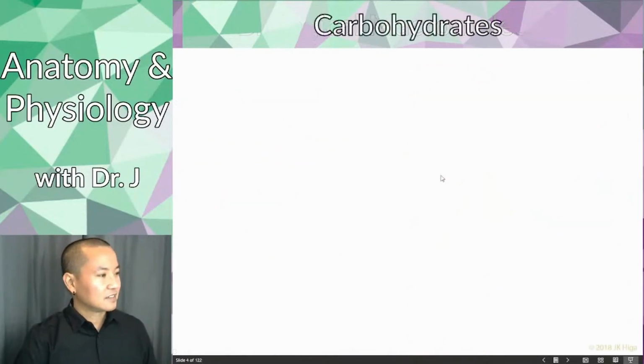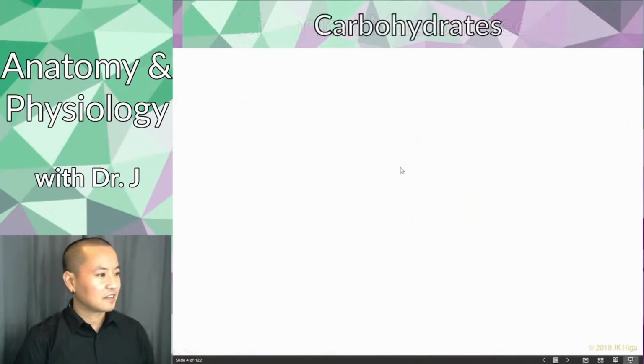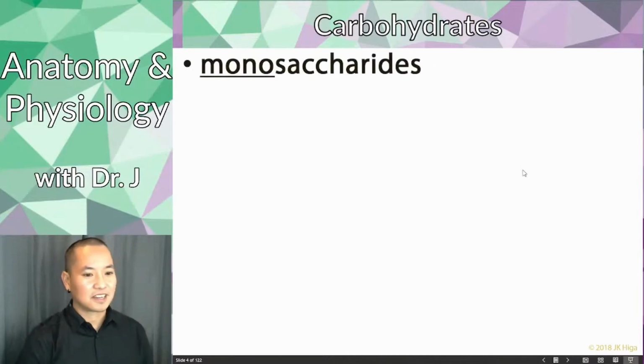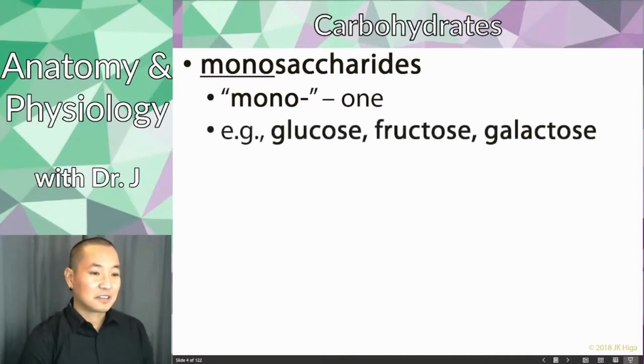Okay. So let's first talk about carbohydrates, that first category. There are many types of carbohydrates, but what are the ones I want you to know? The carbohydrates I want you to know are monosaccharides. Monosaccharides refers to 1. There are many types of monosaccharides, but these are ones you should definitely know: things like glucose, fructose, and galactose.